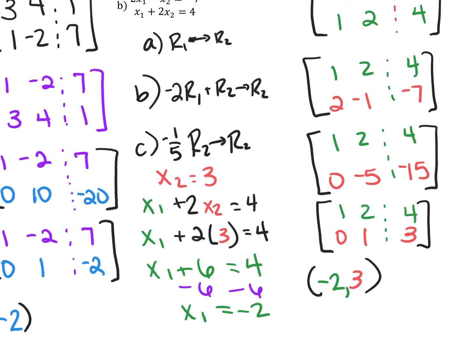And again, remember, this is what we call a consistent and independent solution, because we have a solution and it is a unique point. But we're using row operations, and we're going to get more detail on how to do these row operations to actually solve matrices in our next lesson.